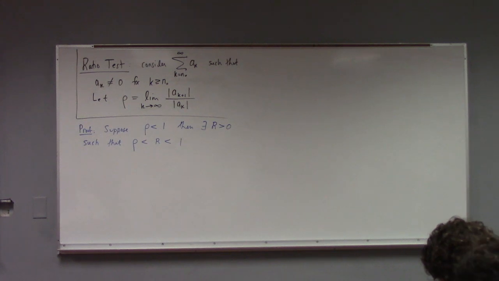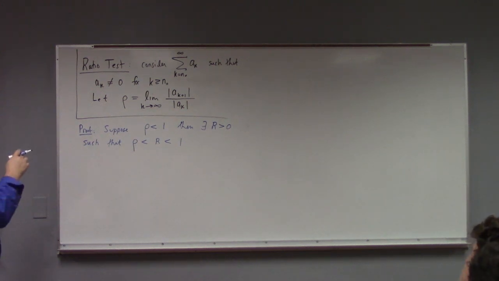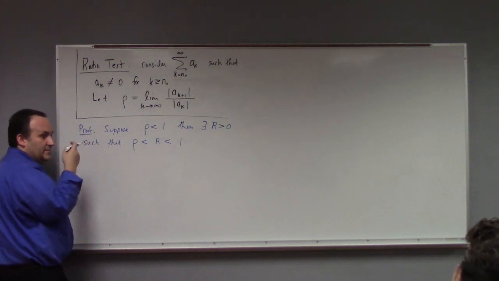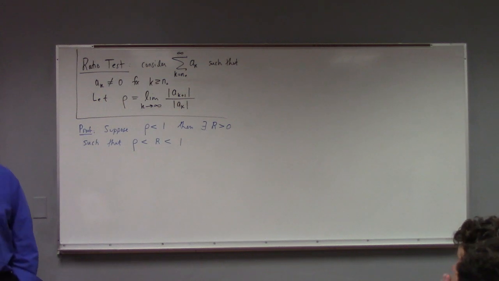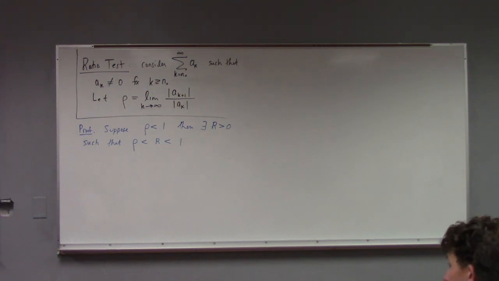Think about that. If rho is less than 1, then I can definitely find a number between rho and 1. I could be more specific if you'd like: take the average of 1 and rho, halfway between, there's the number you're looking for if you want. But I'm not insisting it be that.